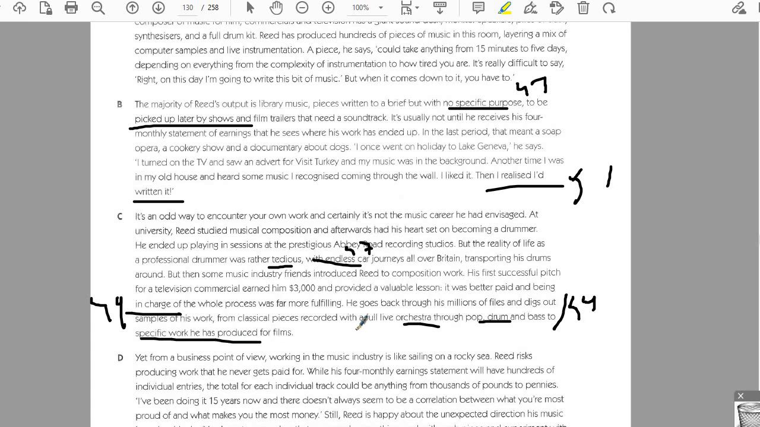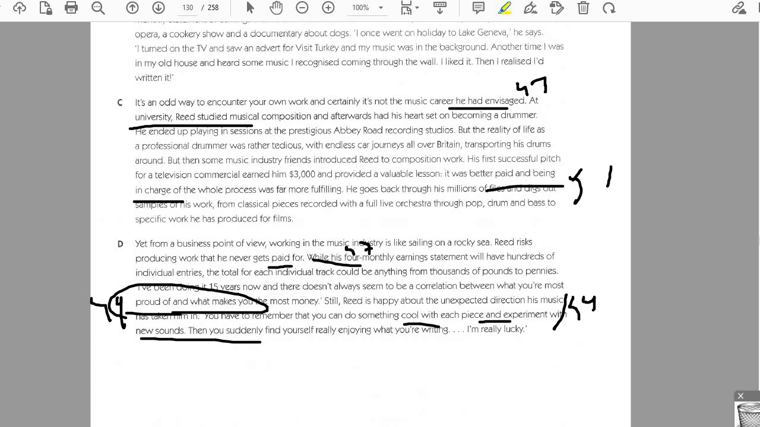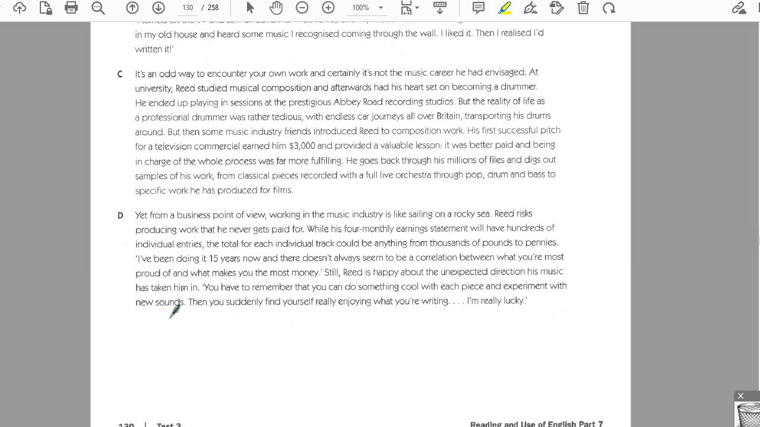And then you have 49, which is being in total control, in charge of the whole process, more or less the same. Okay, and the last one, so you have 45, and the unexpected direction. You can experiment, so that is, you continue to try out different things. Okay, and 50, which is financial reward. Could be anything from thousands of pounds to pennies. So the idea of money.